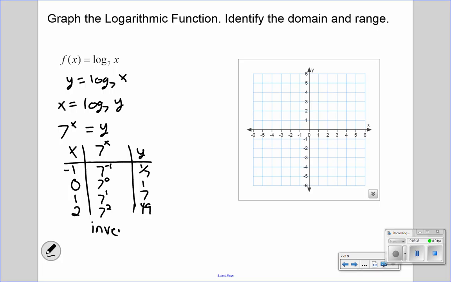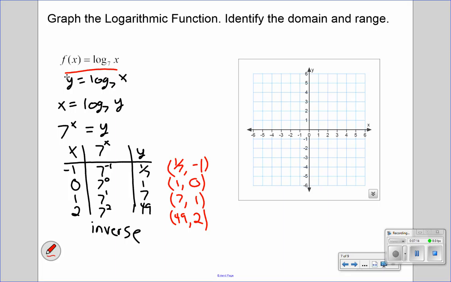But we don't want to graph our inverse function. We want to graph our log function. Well, in order to graph the inverse of a function, you simply switch the x and y values. So at this point, on our graph of our log function, instead of being -1, 1/7, it would simply be 1/7, -1. This point would be 1, 0. This point would be 7, 1. And this point would be 49, 2. Right, we simply just switch our y and x values.